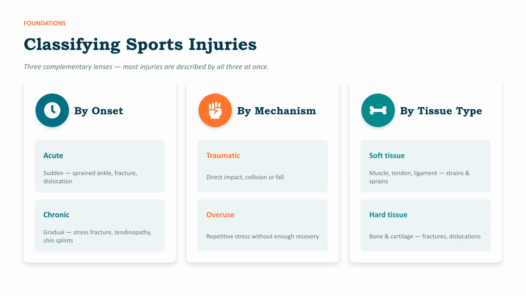Third, by tissue type. Soft tissue injuries affect muscles, tendons, and ligaments, strains and sprains. Hard tissue injuries affect bone and cartilage, fractures and dislocations. Using all 3 lenses gives you a complete picture. For example, an ACL tear is acute, traumatic, and involves soft tissue. A stress fracture is chronic, overuse, and hard tissue. Clear classification drives clear management.